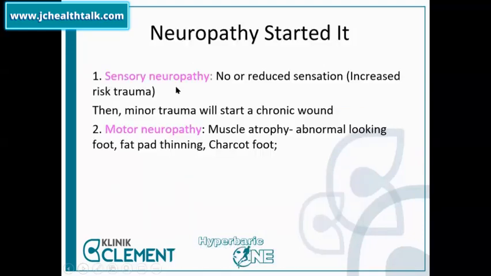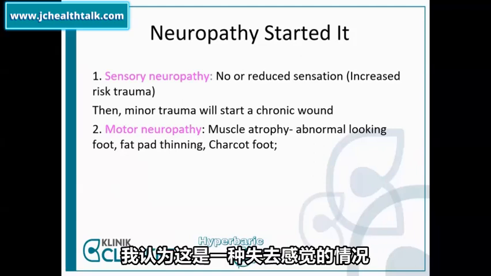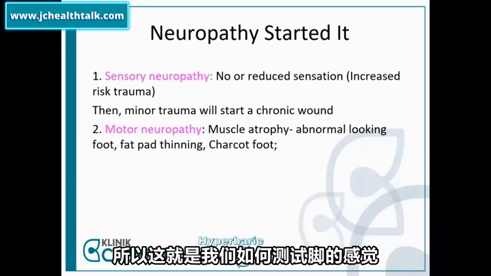Sensory neuropathy. In my clinic, what I do is I use this standard tool used by doctors internationally to touch on the sole of your feet. And when I touch on it, you do not feel anything. So I consider it as a loss of sensation. This is how we test the sensation of the foot.